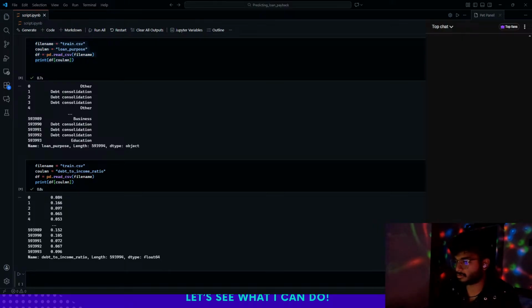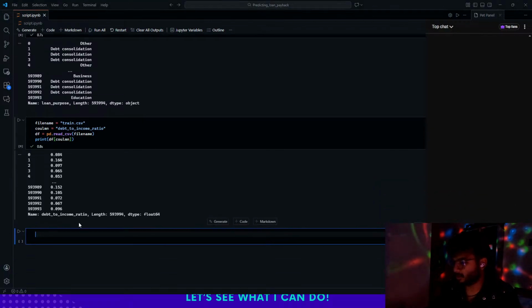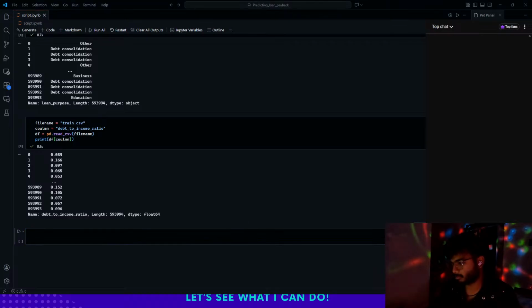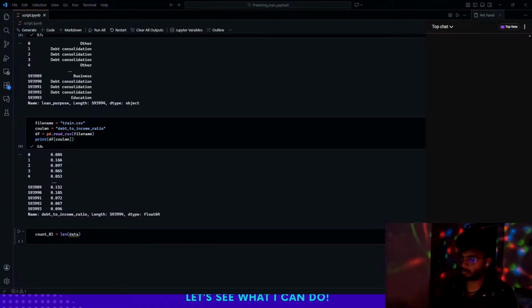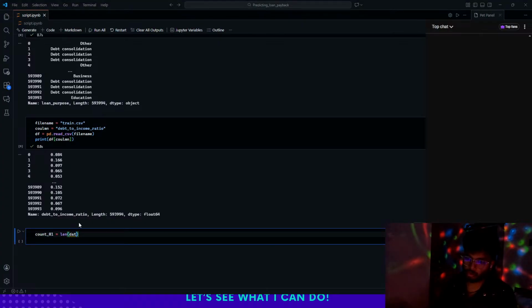So now, let's write one thing that is count underscore 01 equals to the length of the data, which is now as file name.